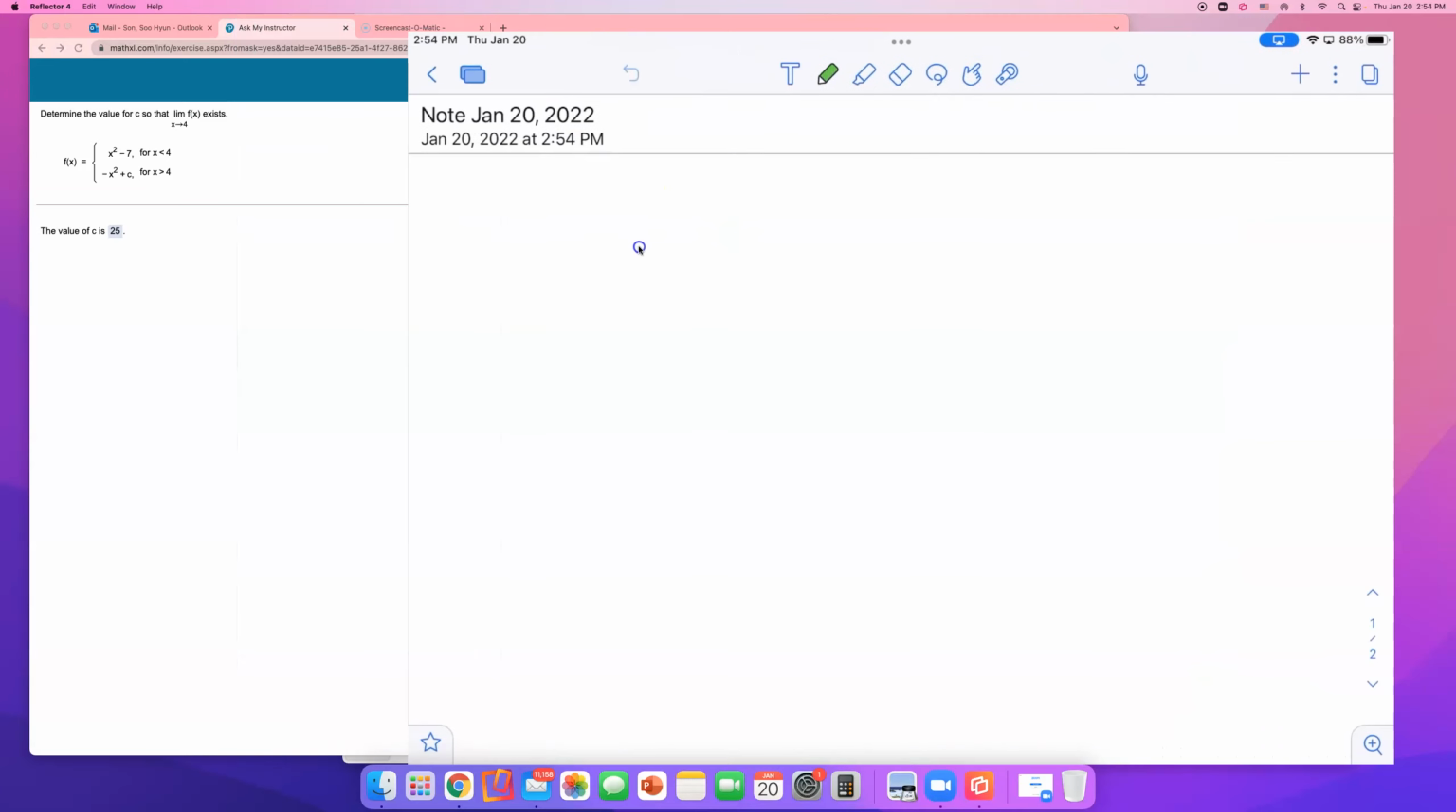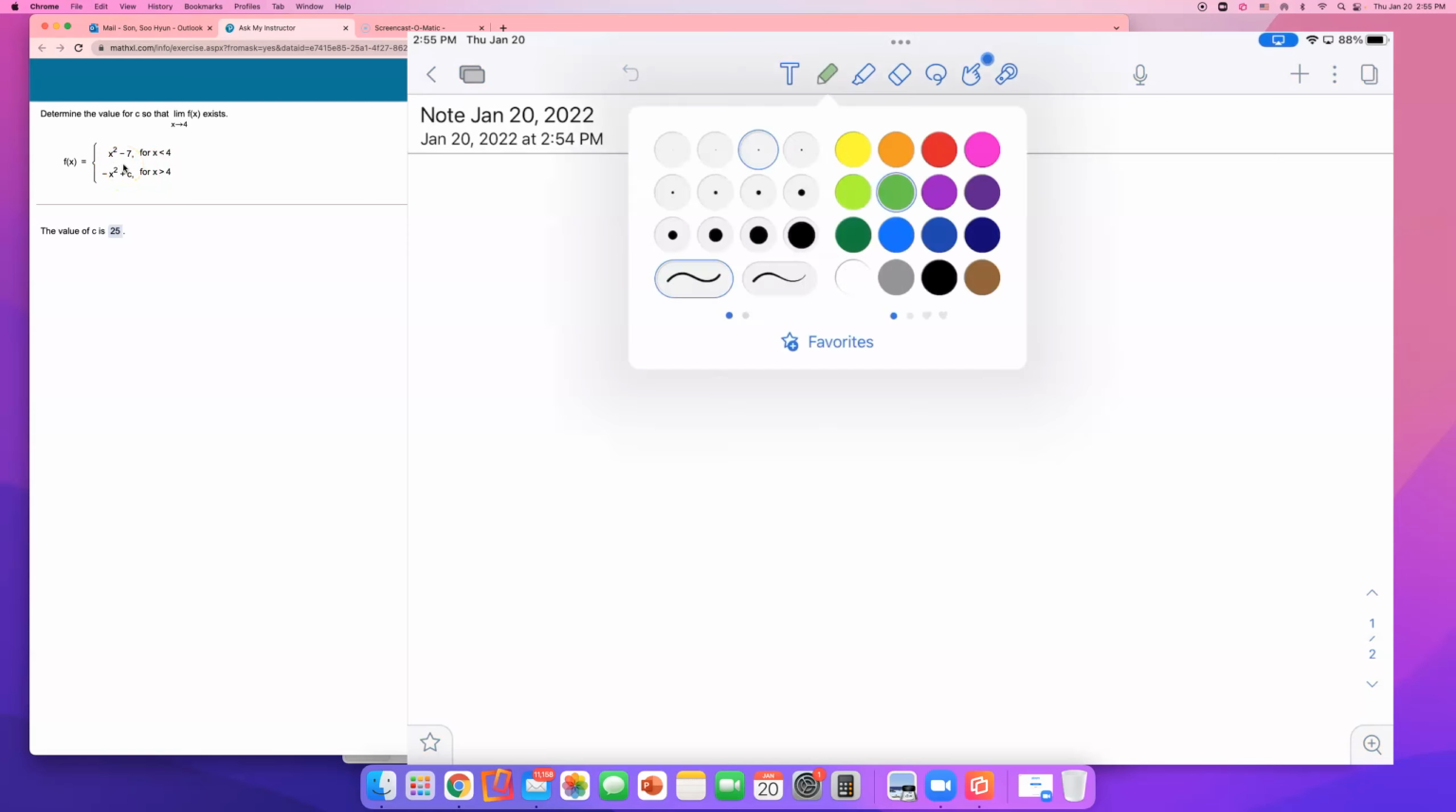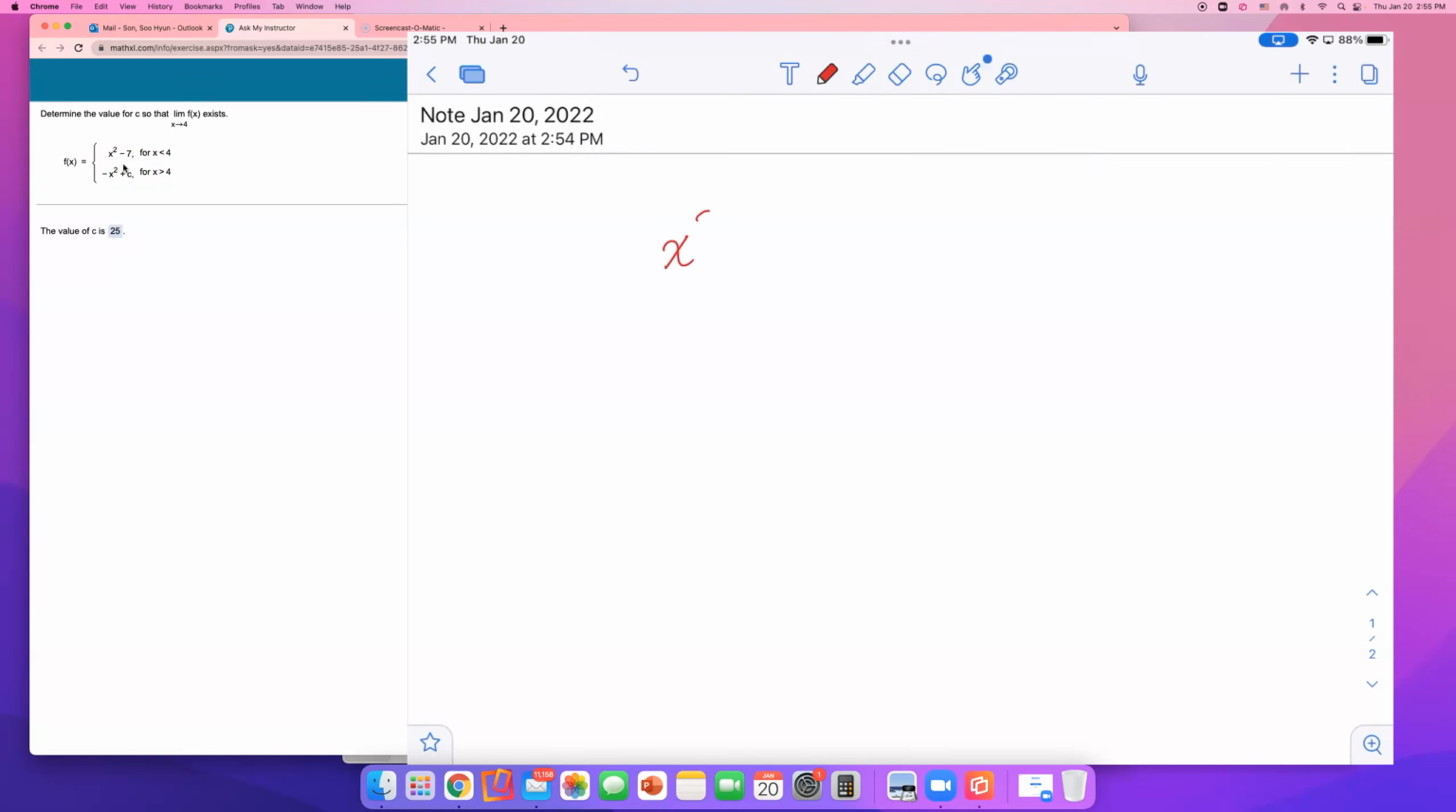Here we go. Now, for them to touch, for them to be going to the same place, they have to be at the same point at the same time. So what I'm going to do is set these equal to each other. The first piece is x squared minus 7. The second piece is negative x squared plus c. But the problem is this: I have one equation, but I have two different variables. I don't know what x is, and I don't know what c is.